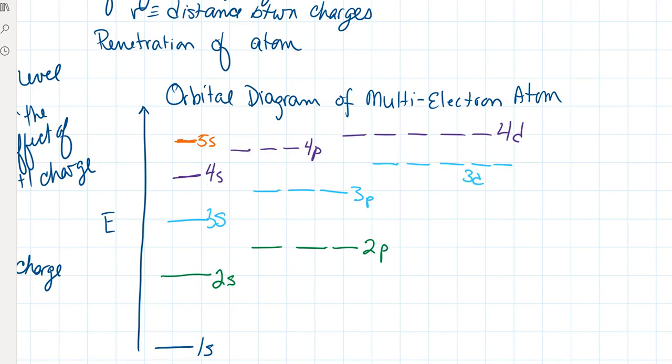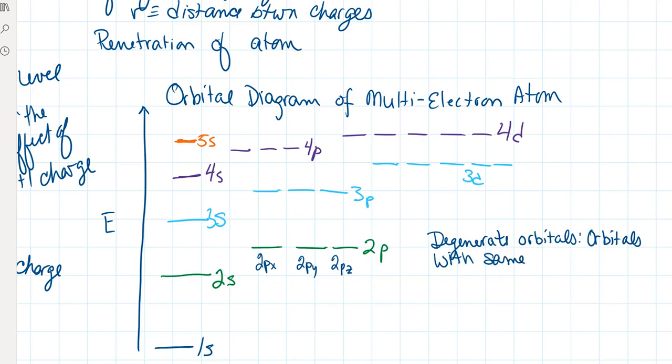You'll notice that sometimes when we take a look at the 2p orbitals, like we have a 2p in the x direction, 2p in the y, 2p in the z, or along the z-axis of a three-dimensional graph, whenever I have orbitals that are the same energy, they're called degenerate orbitals. So my degenerate orbitals are all orbitals with the same energy. So all three of my 2p orbitals are degenerate. All 5 of the 4d orbitals would be considered degenerate.